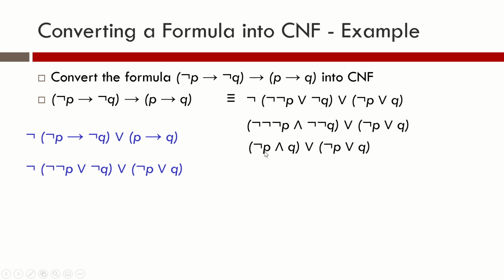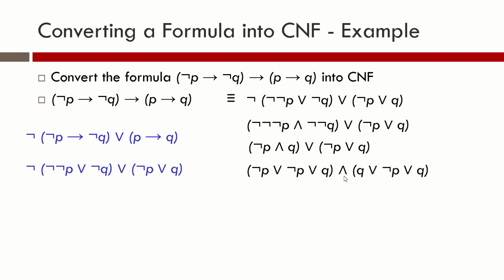So it becomes (negation P or negation P or Q) and (Q or negation P or Q). Right, we are distributing. And now you can see that here we have only disjunctions. Here also we have only disjunctions, and the disjunctions are connected using conjunction. And this is in conjunctive normal form.